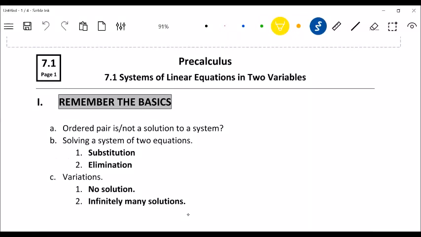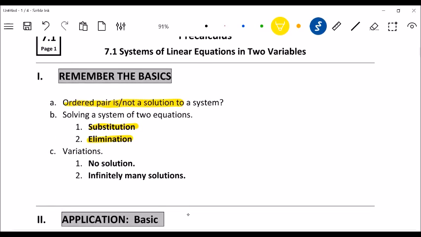Welcome. Let's look at linear equations and systems with two variables and how we can solve these. In the past, you've already done these: finding out if an ordered pair is or is not a solution, doing substitution or elimination, as well as graphing, but we're not looking at that today. And then the variations where there can be no solution or infinitely many solutions. Those are some things to be comfortable with from the past.